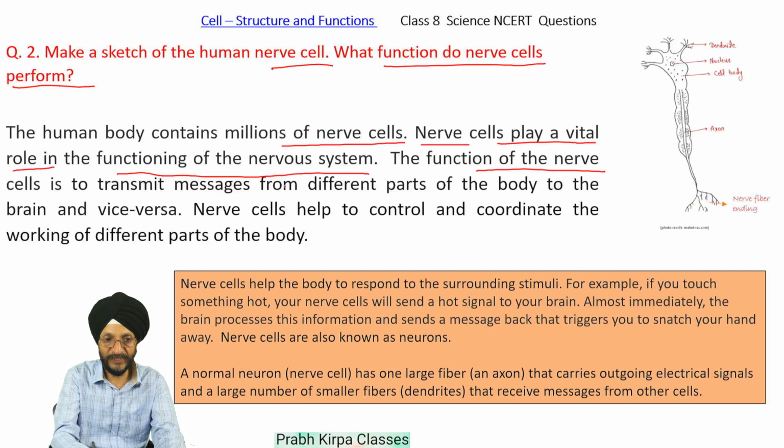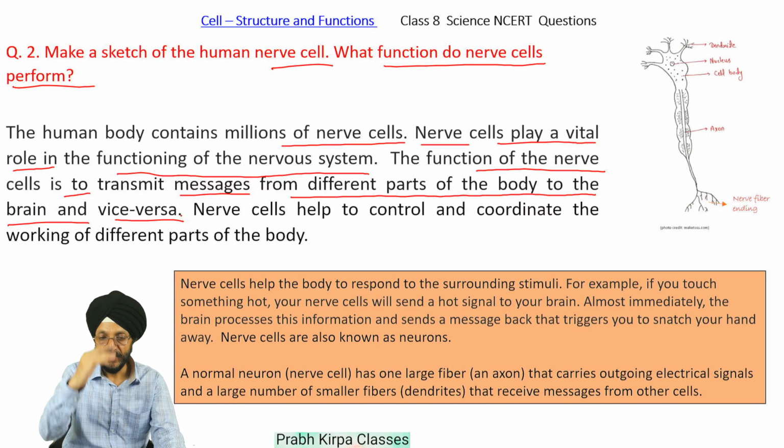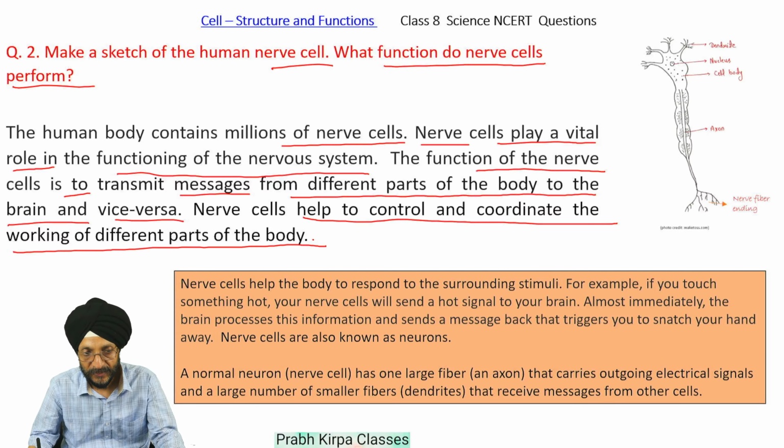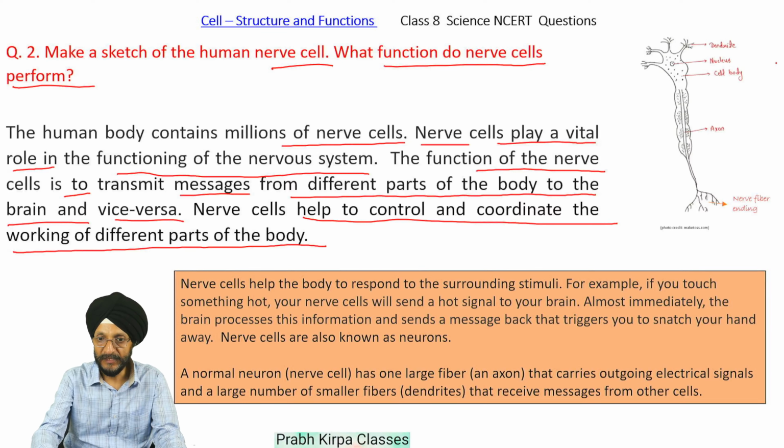The function of nerve cells is to transmit messages from different parts of the body to the brain and vice versa. Vice versa means from different parts of the body to the brain and from the brain to different parts of the body. Nerve cells help to control and coordinate the working of different parts of the body. Here you can see the picture of a nerve cell which contains the nucleus. These are the dendrites.